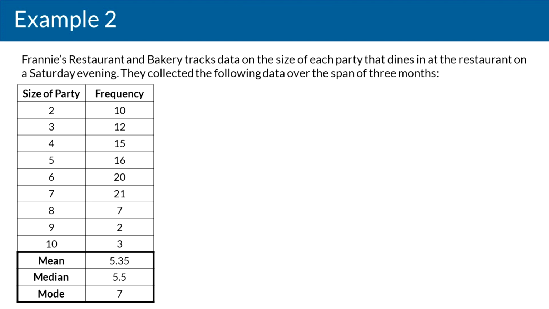outlier. Now that we can understand our measures of dispersion in a mechanical way, it's time to reintroduce the notion of a context. So we're going to revisit that data set we had involving Franny's restaurant and parties coming in to dine at the restaurant on Saturday evenings. In our last video on measures of central tendency, we looked at this data to calculate the mean, median, and mode. But now we're going to go a little further and calculate our measures of dispersion as well.